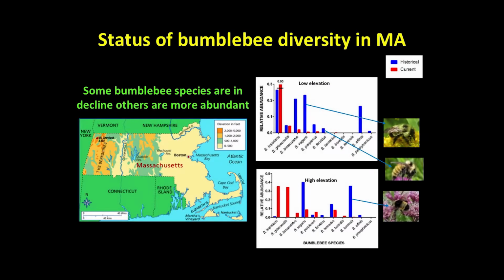Again, this brings in the empirical approach. So typically what's done, and this is what we've done for Massachusetts, so this is the status of bumblebees in Massachusetts, is if you have good historical records, you can look at the historical records, find out what was in a particular area, go back and resurvey the area, and compare the two. And so this is how we've established that we have a global pollinator decline.